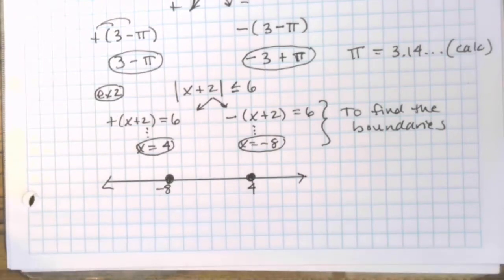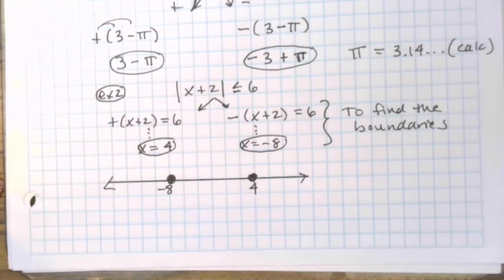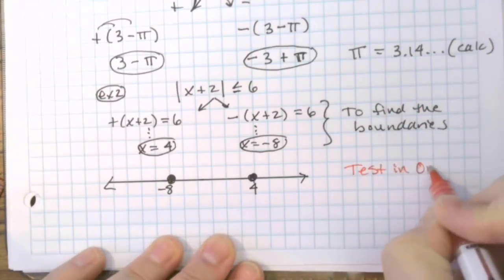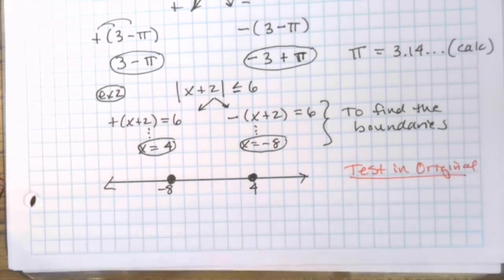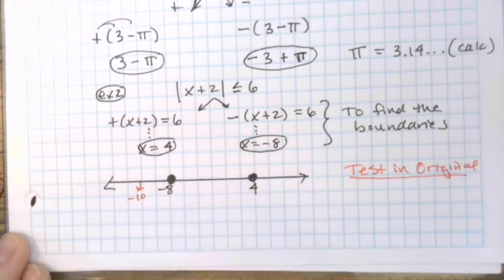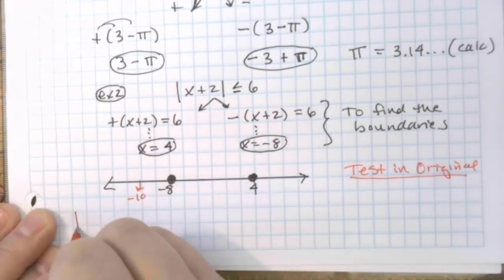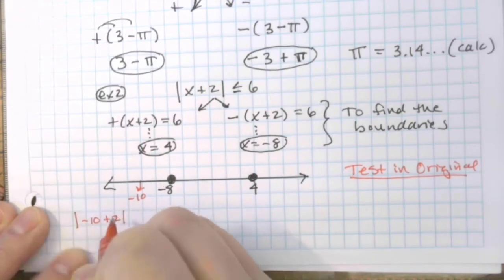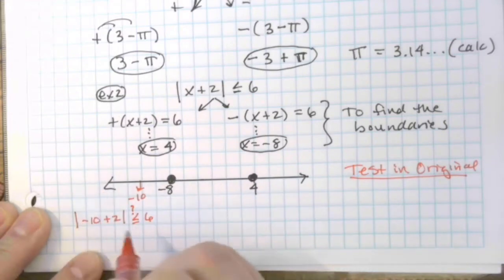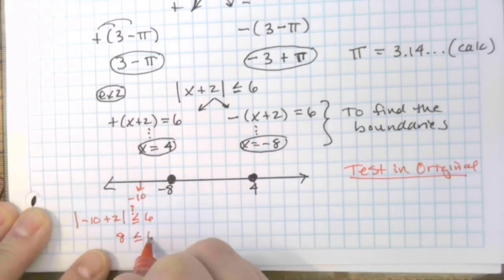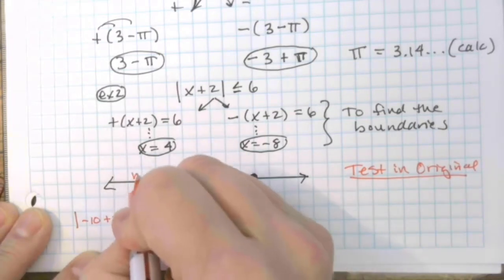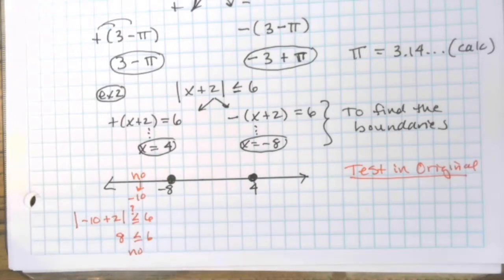So what we're going to do is we're going to test to see where our graph is. And you always test in the original. So test in the original. And we have to test these boundaries. So pick a number less than -8. Let's try -10. If I substitute that into the original, I get the absolute value of -10 plus 2. Is that less than or equal to 6? And as it turns out, you end up with an 8, which is definitely not less than a 6. So no, that number did not work. So no, we do not have any solutions to this below -8.